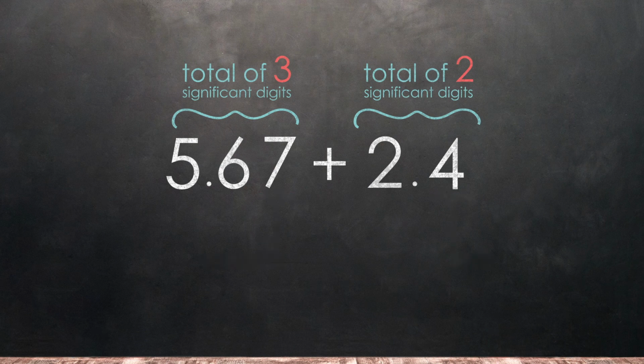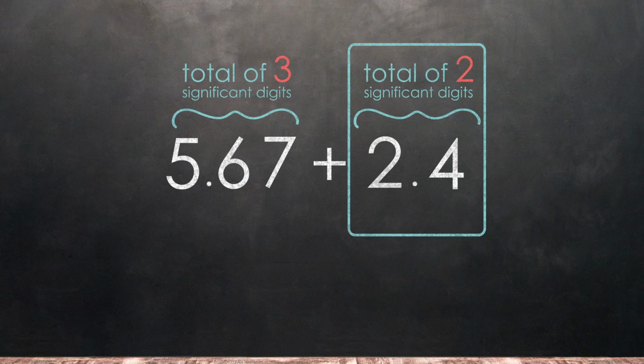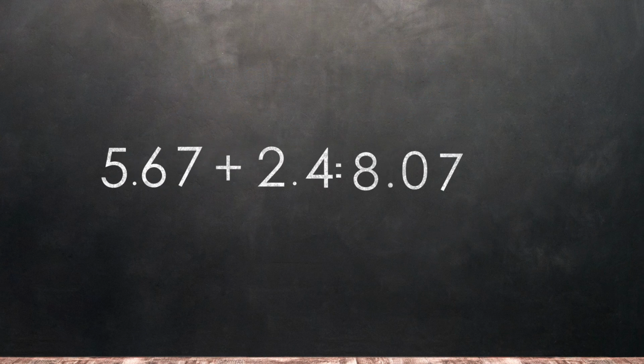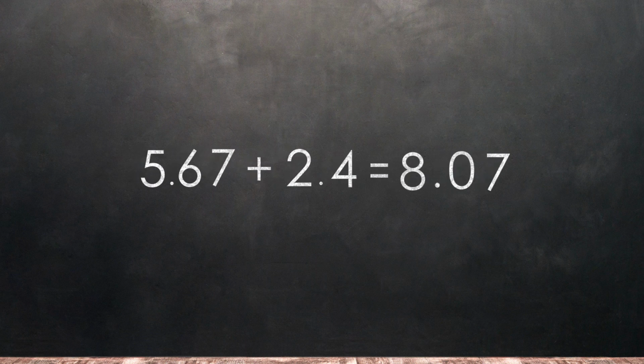The precision of our result is based on the least precise measurements used in the calculation, which means that our result cannot have more decimal places than the value with the least number of decimal places. If we add these two measurements without rounding, we get 8.07. Since our least precise measurement in our calculation is 2.4, with 1 decimal place, our result must also be measured to the nearest tenth.